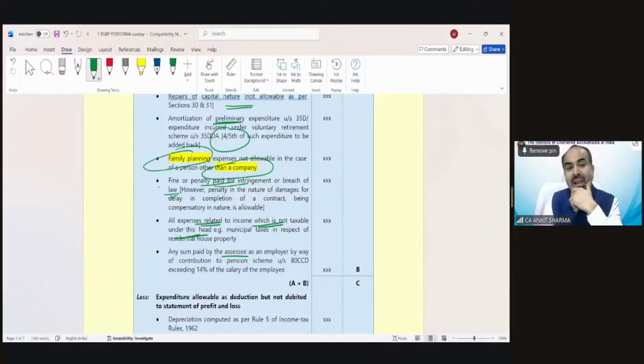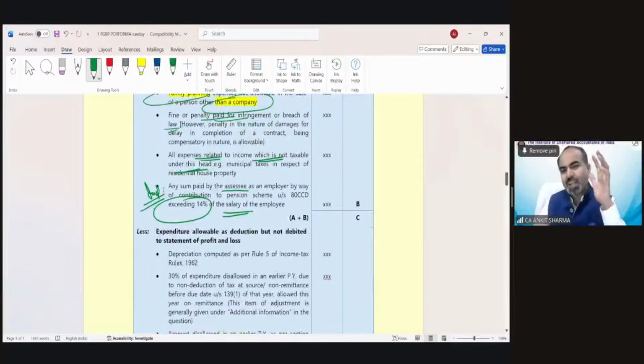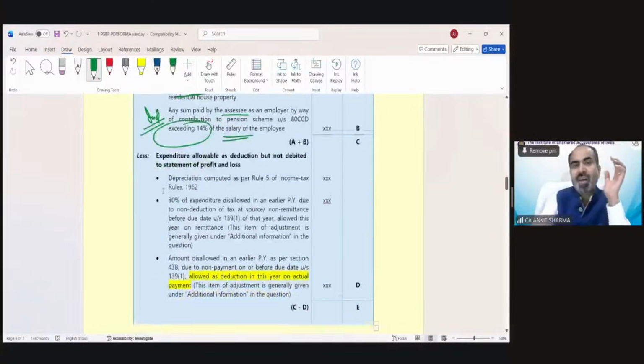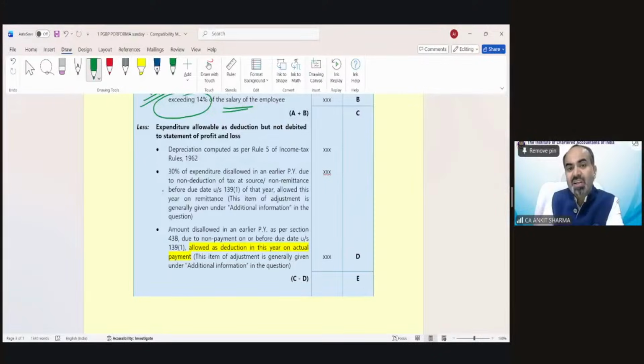Any sum paid by the assessee, this is also very important. A contribution is allowed up to 14% of the salary under the new pension scheme. So if the contribution exceeds 14%, the excess needs to be disallowed. So those were disallowed expenditures. Now there are certain expenditures allowable as deduction but not debited to the P&L account. So there are certain expenditures which should have been allowed, but if we did not claim them yet, we can claim them now.